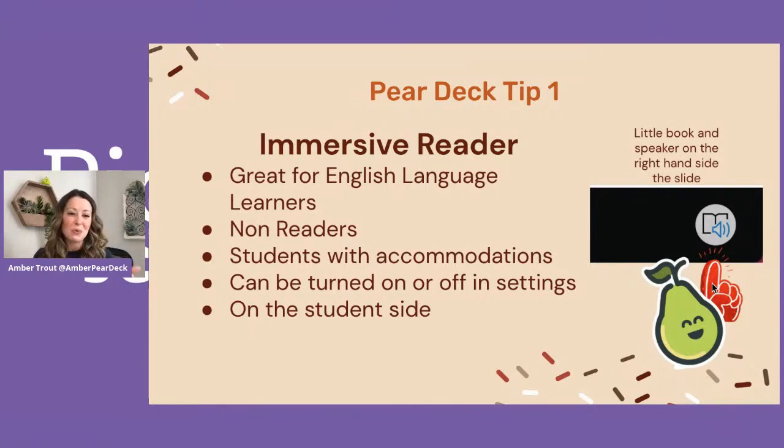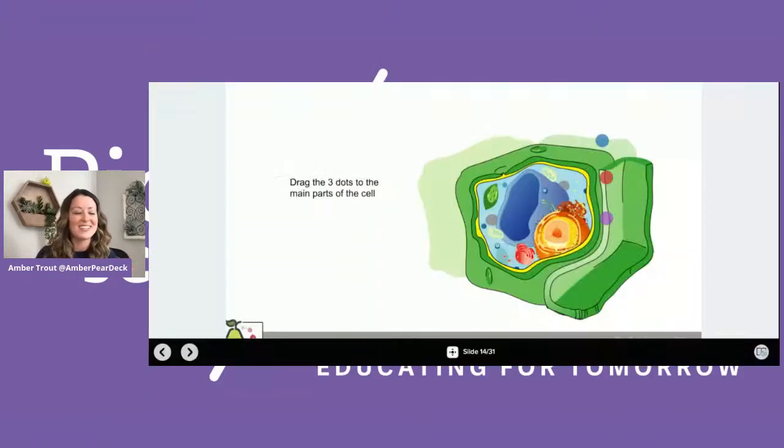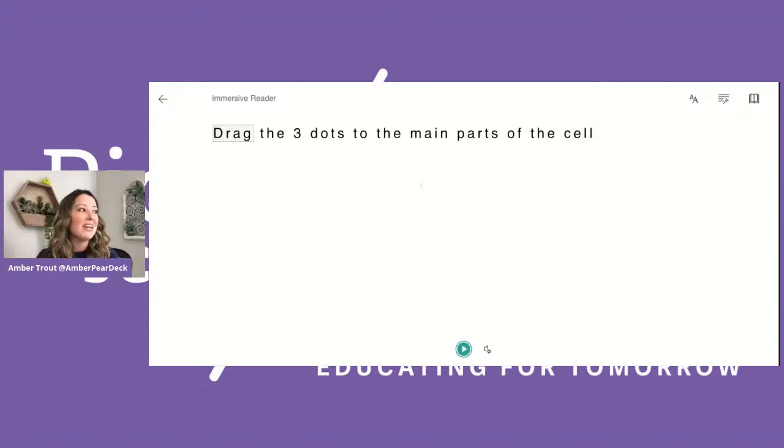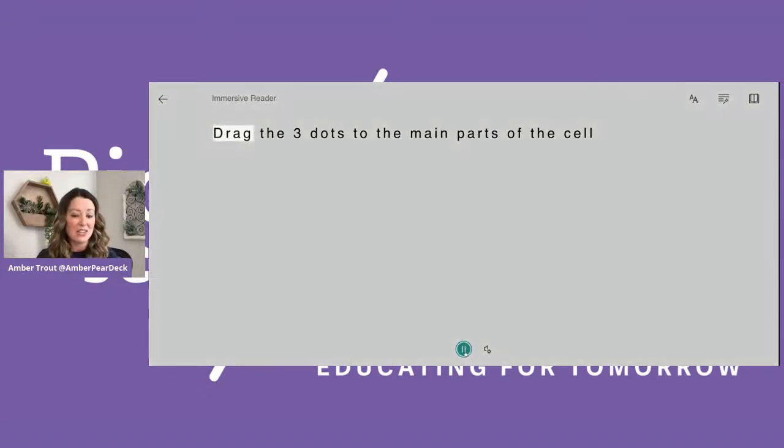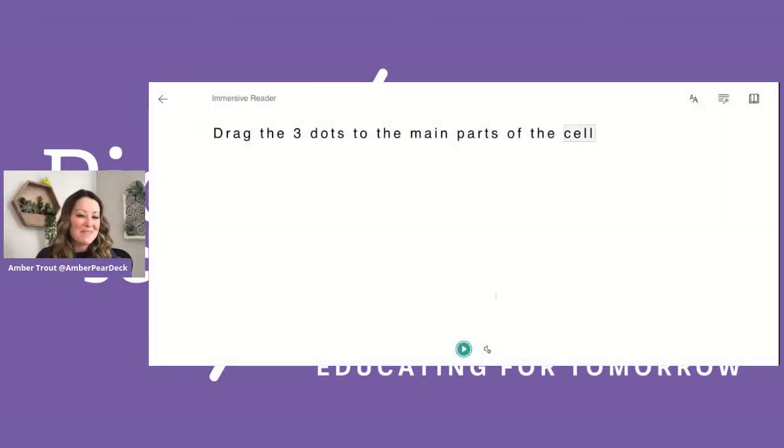I want to show you some cool tools in it though. So if we could share my screen, I'd love to show you how it really works. So here is a student slide in Pear Deck, and you can move the little dots around. Now on the far right-hand corner, you're going to see this little book and speaker. That's Immersive Reader. It's going to give you the ability to turn text into speech. Drag the 3 dots to the main parts of the cell. So it reads it to you. You might not be able to hear that, but I can. And you're going to be able to, of course, see that it's reading to them.